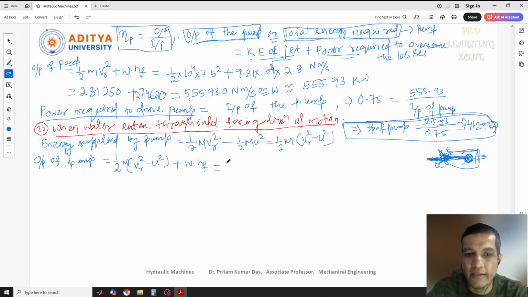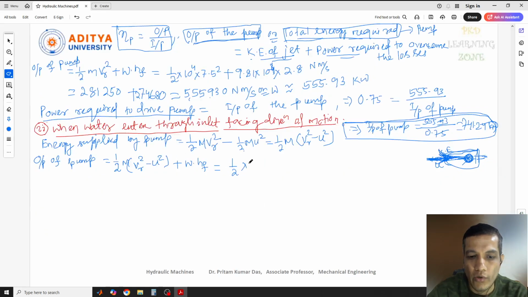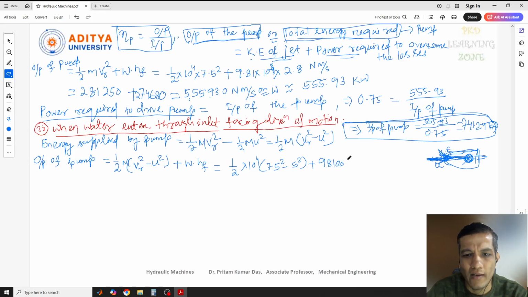So here also we can write this as half into M. What is the value of M? M we have already calculated previously, here, 10,000, or we can write this as 10 to the power 4, bracket start, VR is nothing but 7.5 square minus u square. U square is nothing but 5 square. Okay, plus what is the value of W? W also we have calculated, that is 98,100, into HF, which is nothing but 2.8.